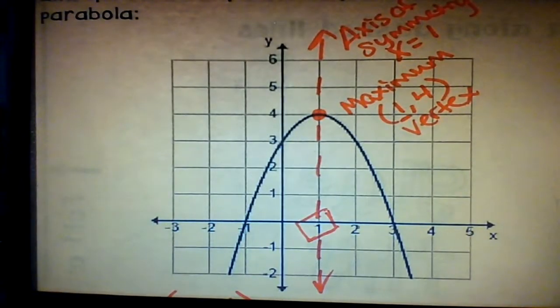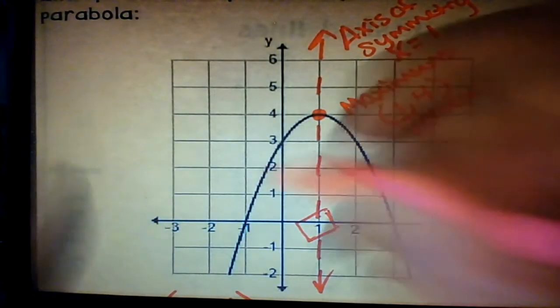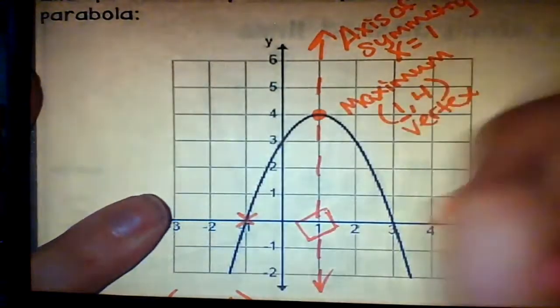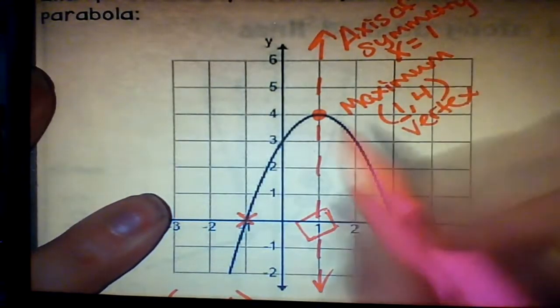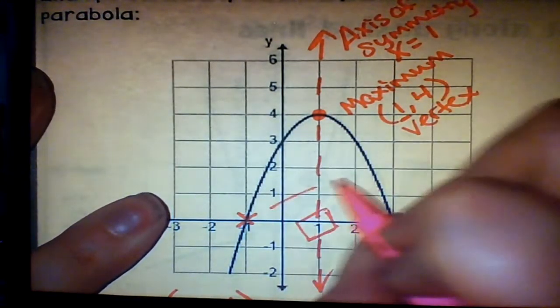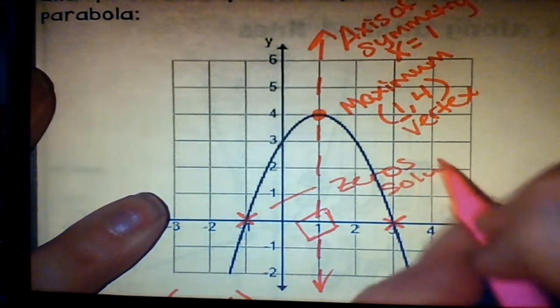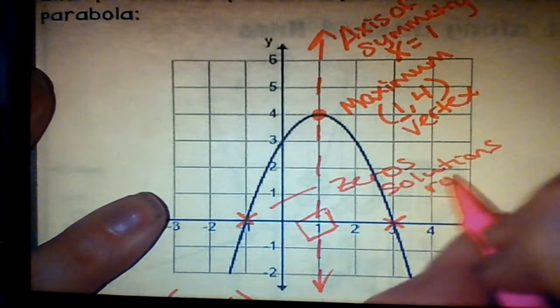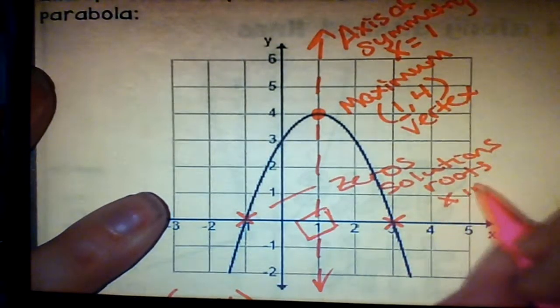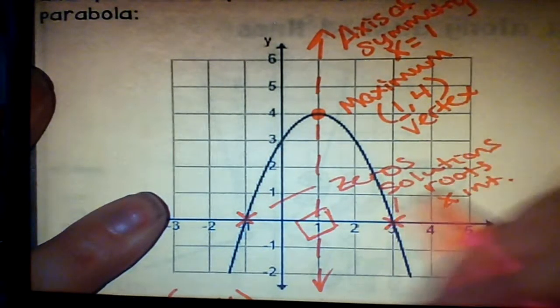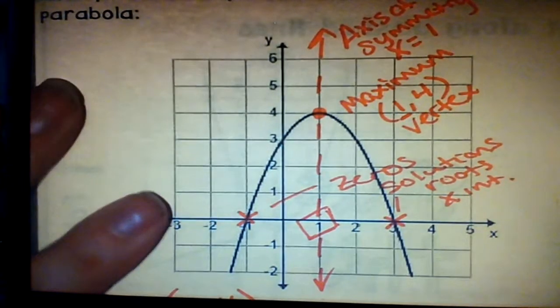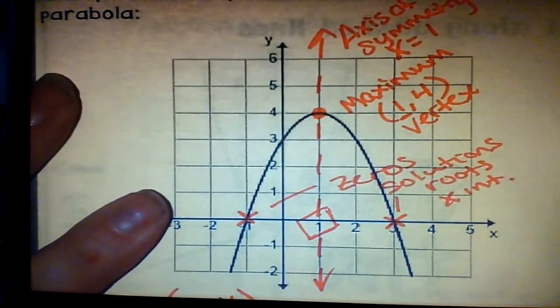What are my zeros? -1 and 3. Again, these are your zeros, solutions, roots, x-intercepts. He says, oh my God, would you just stop writing that 50 million times, Miss Smith? You'll never forget it.